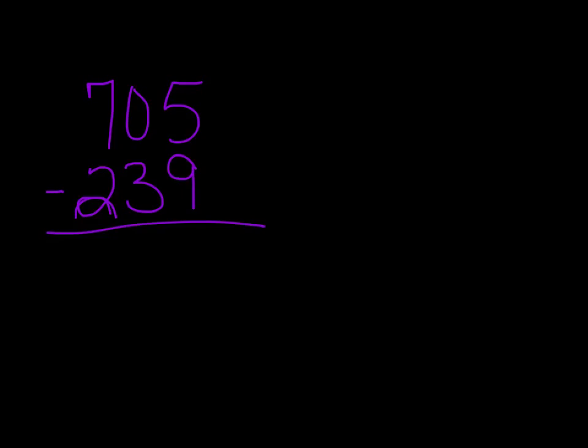Okay, let's do another example. You write this one down with me. I have 705 minus 239. Okay, so we're going to start in that ones column. And when we look, we see that the 9 is bigger, so I have to go next door to regroup.